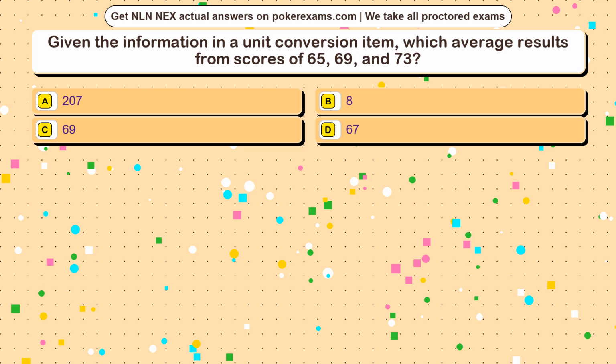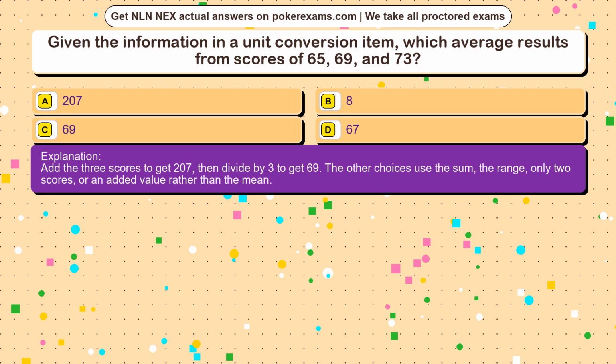The correct answer is option C. Add the 3 scores to get 207, then divide by 3 to get 69. The other choices use the sum, the range, only 2 scores, or an added value rather than the mean.